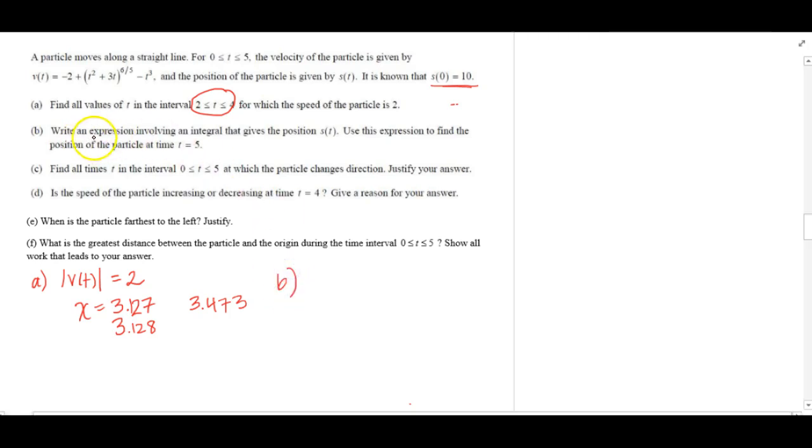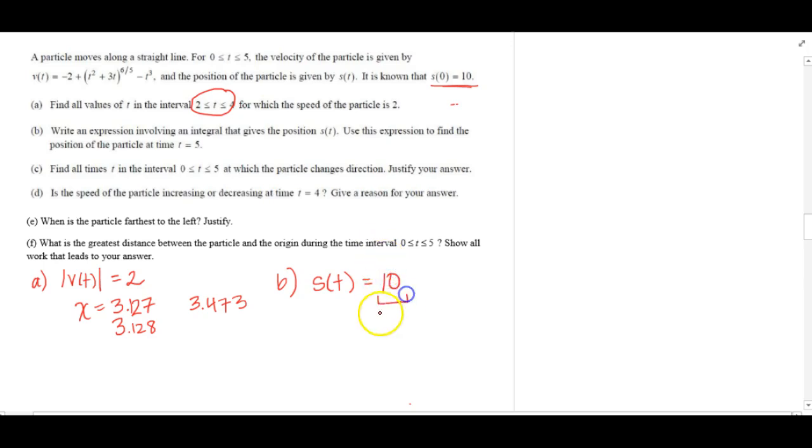Part B is asking us to write an expression involving an integral that gives the position s of t. So we were given the velocity function, and we have to write an expression involving an integral that gets us the position function. So s of t, the position at any time, we first have to take into account where the object was to begin with. So s of t, to begin with, was at 10.